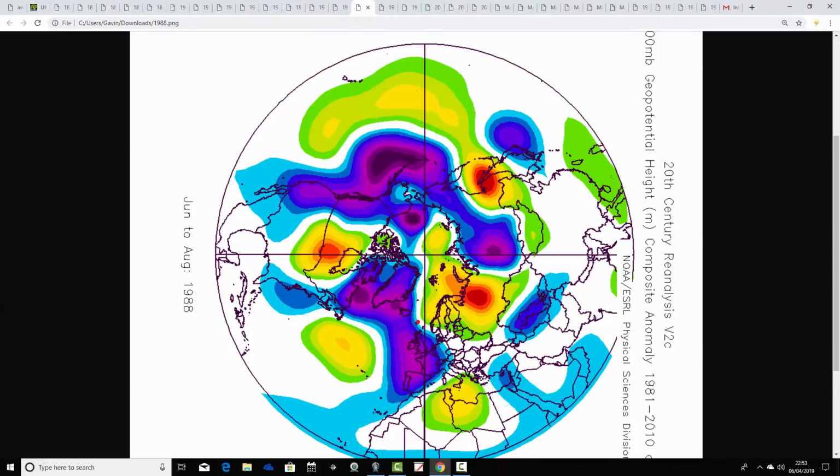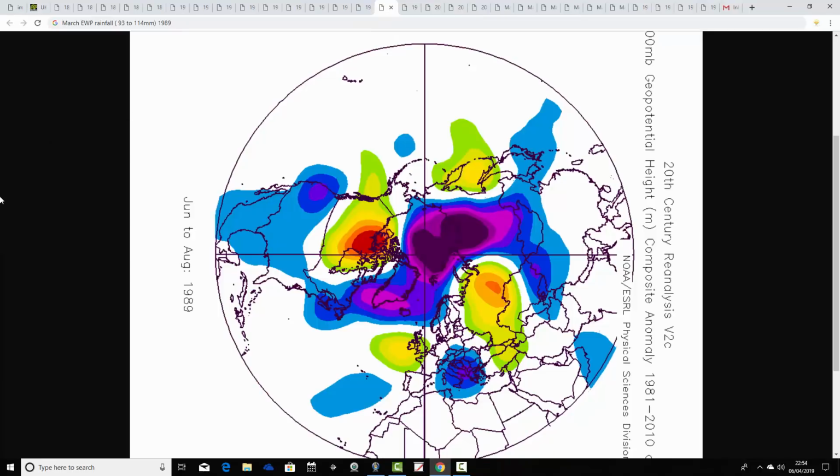1988 is one of the worst summers of the 1980s, and it's not a particularly inspired decade for summers anyway, but this is one of the worst. It has a deep trough of below average heights over and to the west of the country. Again, we're bringing in those westerly winds. So this is a really cool and unsettled summer in 1988. Very, very bad summer indeed.